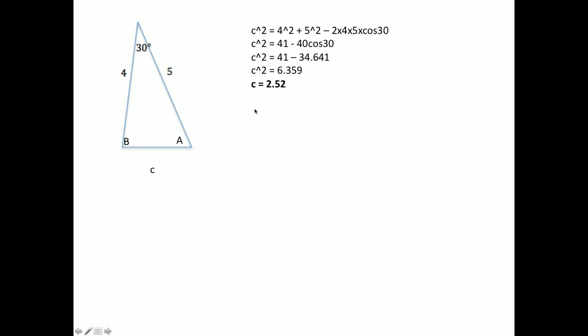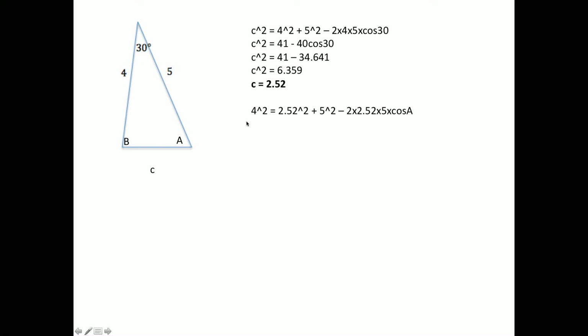Once you have that, now we're going to try to solve for one of these angles because right now we only have one. At this point, you could use the law of sines because you have enough information to do the law of sines. But since we're learning the law of cosines, I want you to just work with it, take it another step. So instead of using the law of sines to find angle A, we're just going to use the law of cosines again.